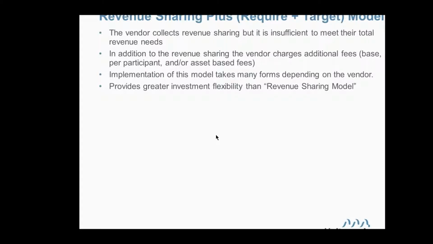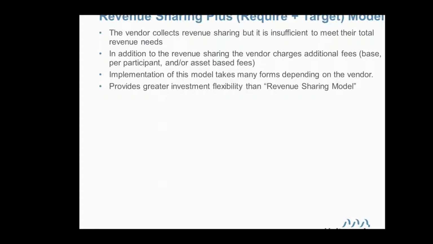Moving on, we have the revenue sharing plus the requirement and target model. So in this model, the revenue sharing plus, the vendor collects revenue sharing, but we all know it's insufficient to meet their total revenue needs. So you may have some low revenue sharing funds or some no revenue sharing funds, and that's going to need to be subsidized. In addition to the revenue sharing, the vendor charges additional fees such as a base fee or per participant fee or asset-based fees will need to be levied.